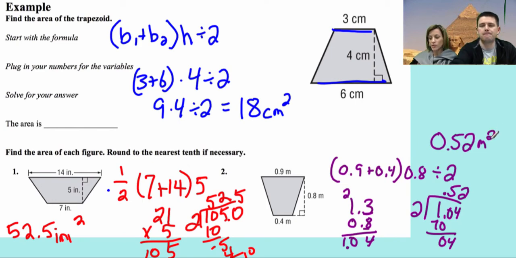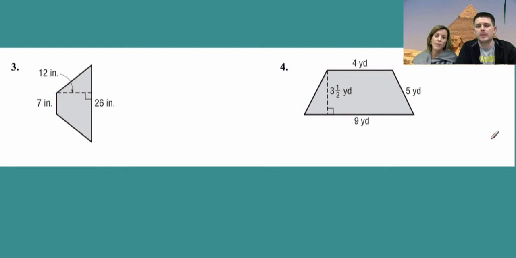Okay, if you're comfortable, you can try the next 2 in your note packet on the back page by yourself. If you need to hear us do it, keep going.